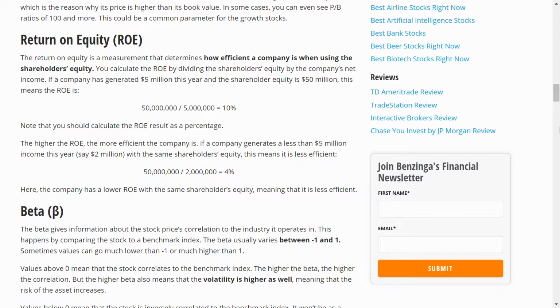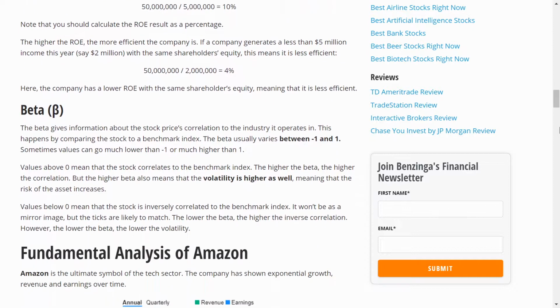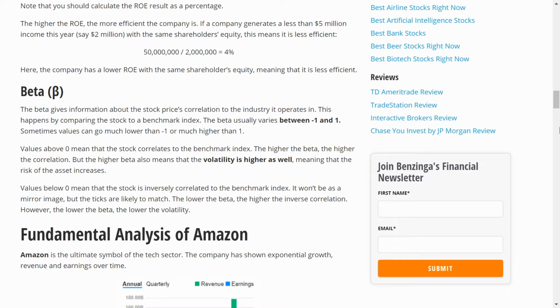You get the point. The beta gives information about the stock price correlation to the industry that it operates in. Beta usually varies between -1 and 1. Sometimes values go much lower than -1 or much higher than 1. Obviously, the volatility plays a lot of parts in this. Beta is most important towards things like ETFs, which I'll be getting into in this video, so don't worry about that. But the short answer is higher beta is good and bad.